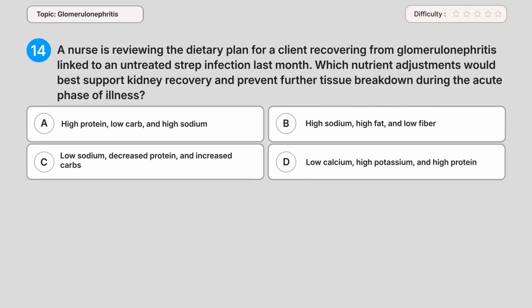14. A nurse is reviewing the dietary plan for a client recovering from glomerulonephritis linked to an untreated strep infection last month. Which nutrient adjustments would best support kidney recovery and prevent further tissue breakdown during the acute phase of illness? A. High protein, low carb, and high sodium. B. High sodium, high fat, and low fiber. C. Low sodium, decreased protein, and increased carbs. D. Low calcium, high potassium, and high protein. Can you guess the answer?